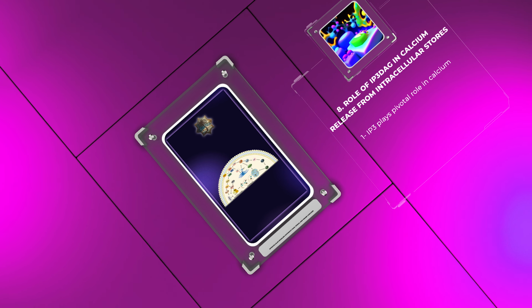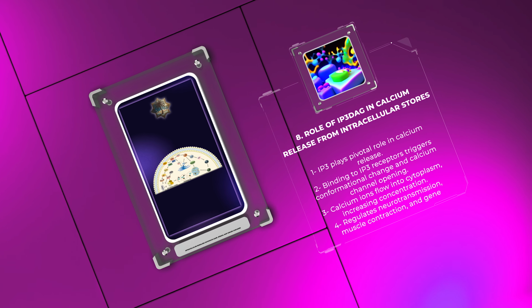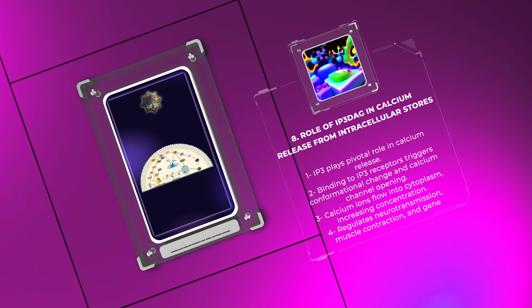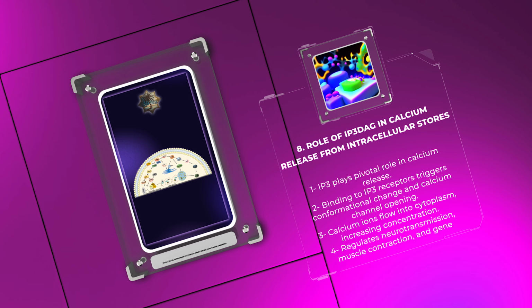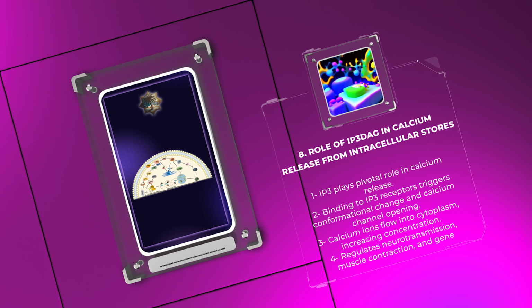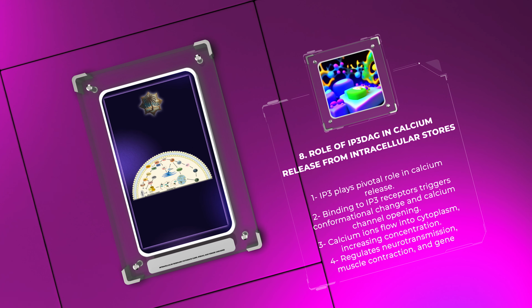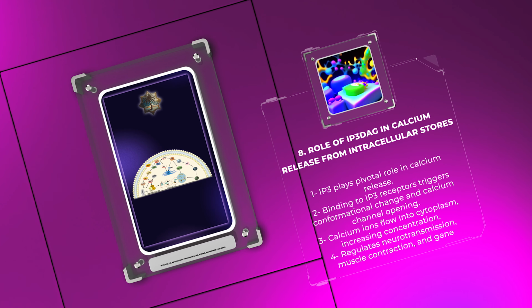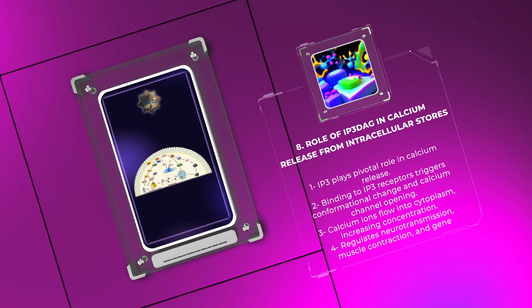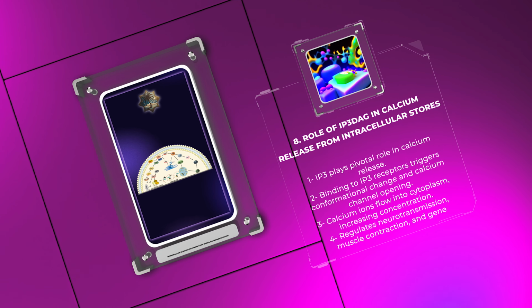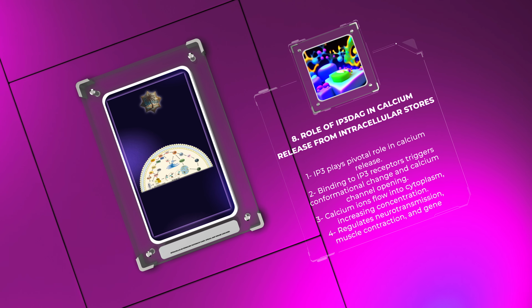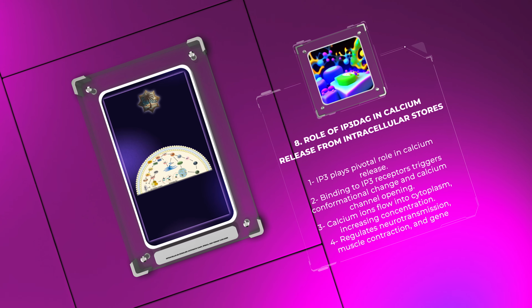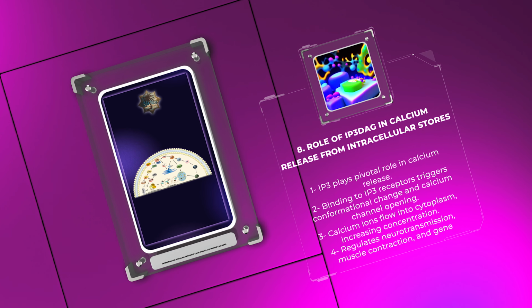IP3 plays a pivotal role in calcium release from intracellular stores. Binding of IP3 to IP3 receptors on the endoplasmic reticulum triggers a conformational change, opening calcium channels. This allows calcium ions to flow from the endoplasmic reticulum into the cytoplasm, increasing the cytosolic calcium concentration. Calcium serves as a versatile second messenger, regulating various cellular processes, including neurotransmission, muscle contraction, and gene expression.